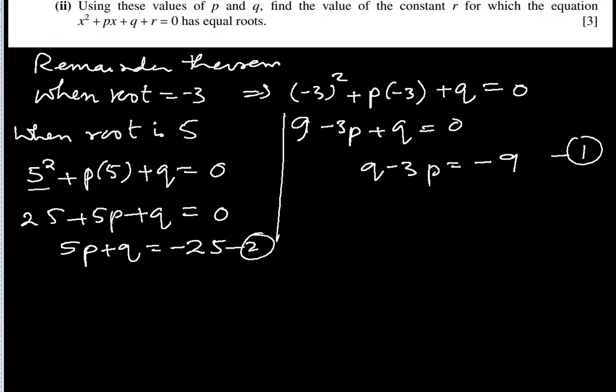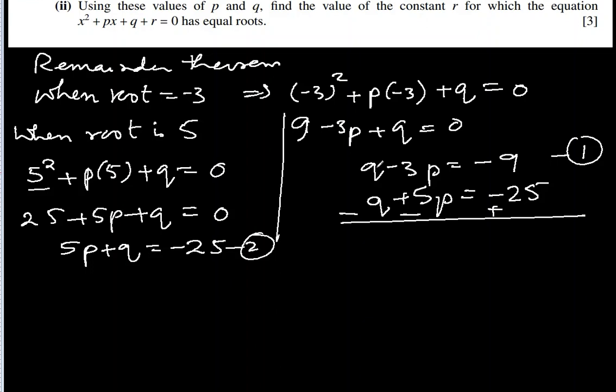Let's eliminate q because q is in both, right? So let's subtract this equation number 2 from 1. So I will write it under the previous equation, q plus 5p equal to minus 25, and subtract. So this cancels out. Minus 8p equal to minus 16, no, plus 16. Yeah. So p equal to 16 over minus 8, which is minus 2.